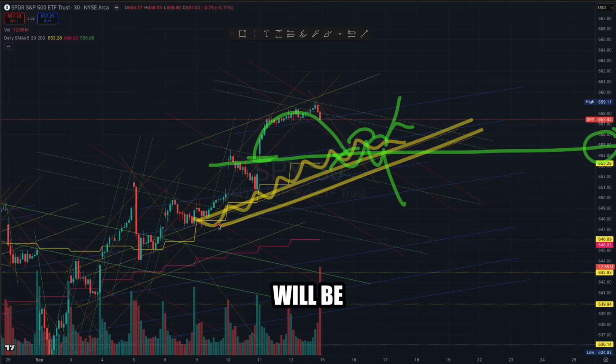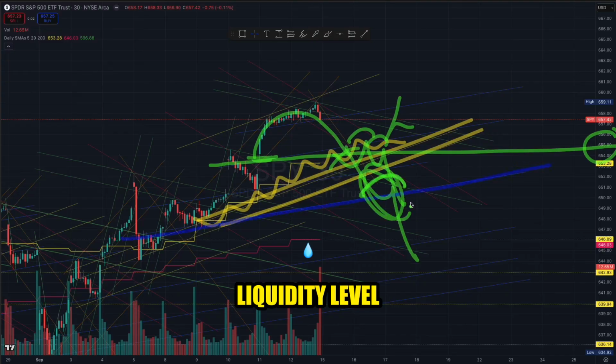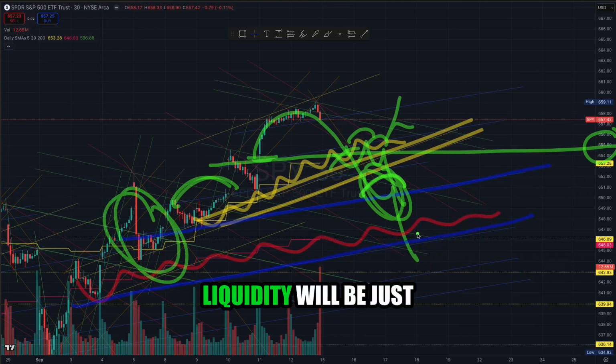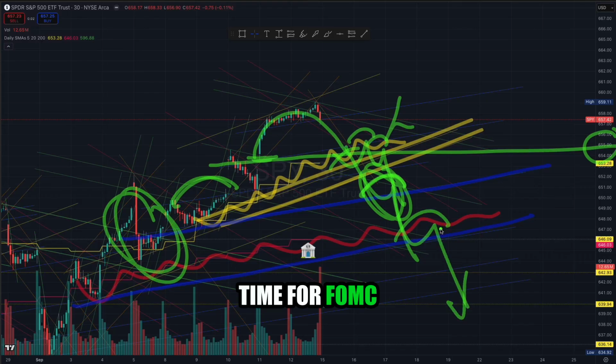And the second one will be where this blue algorithm will be. There is another liquidity level right here. Very important. You have to understand that. And lastly, if this truly wants to head down before FOMC, now there is one more level here where this very important liquidity will be just in time for FOMC right there, which is on the 17th afternoon.